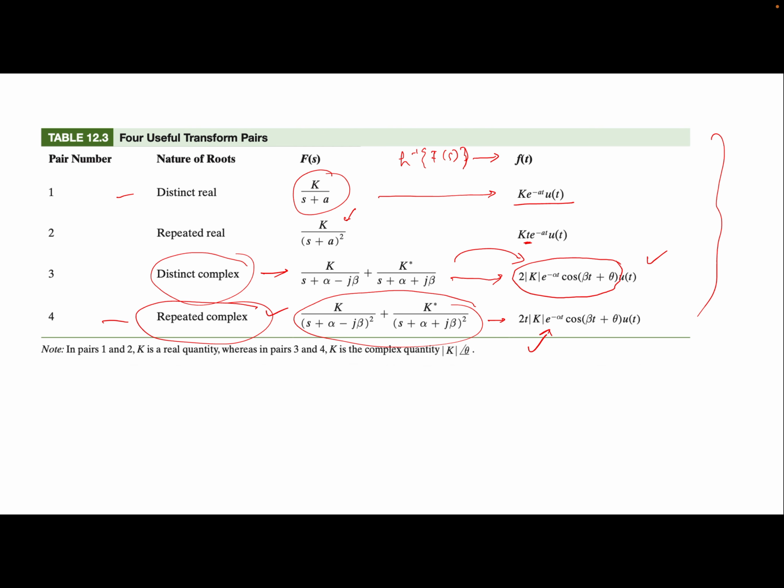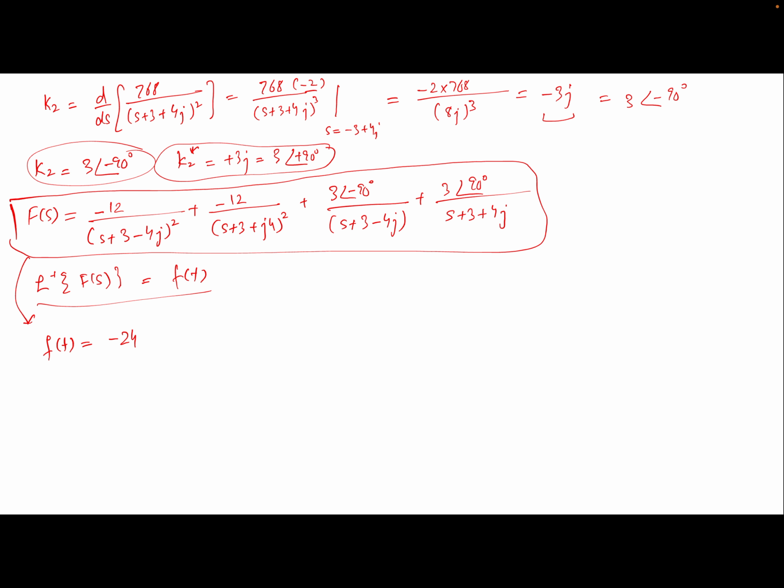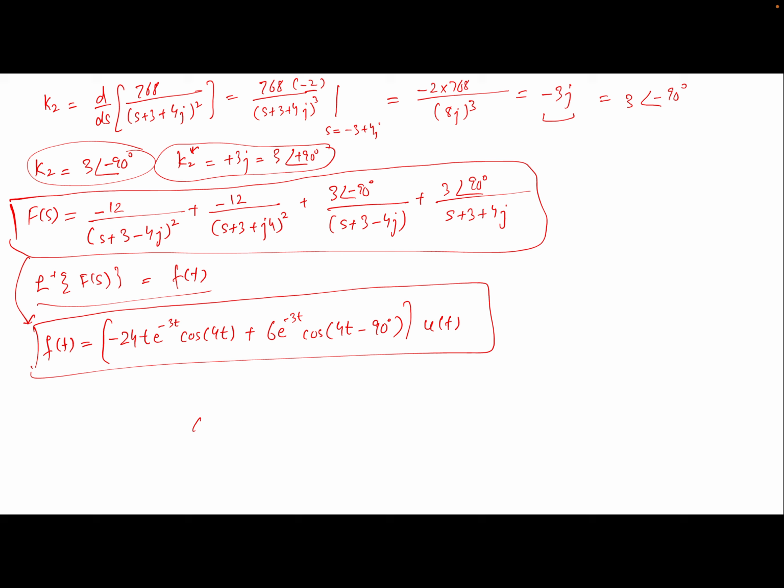your final answer is going to look something like minus 24 times t e raised to power minus 3t cos of 4t plus 6 e raised to power minus 3t cos of (4t minus 90 degrees). And of course, this is with a unit step function. So this is your final time domain function f of t. Okay, so this is good.